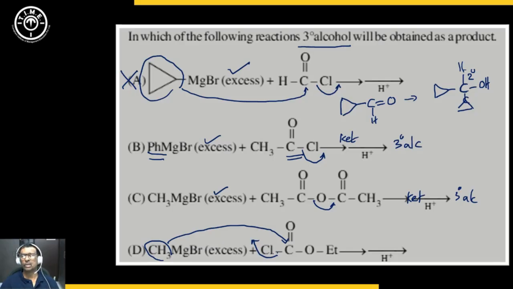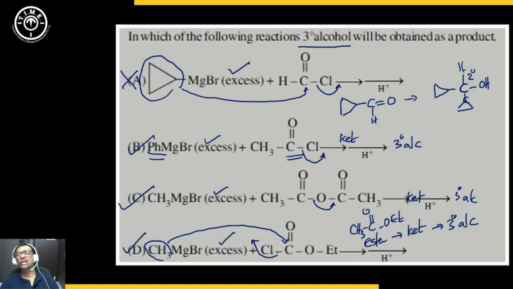So what do we get? CH3, C double bond O, OEt. Again you got an ester. So from the ester, you get a ketone. From the ketone, again you get a tertiary alcohol because you have not been given that it is 2 equivalents or 3 equivalents, it is an excess. So B will give, C will give, D will give, only A doesn't give. A gives a secondary alcohol. I hope this is clear.